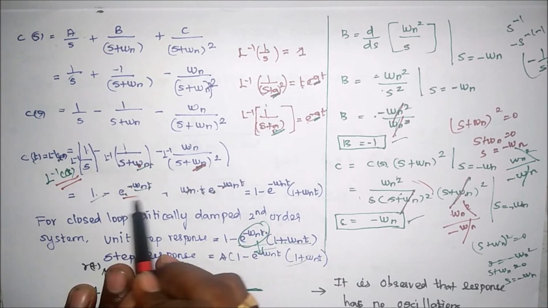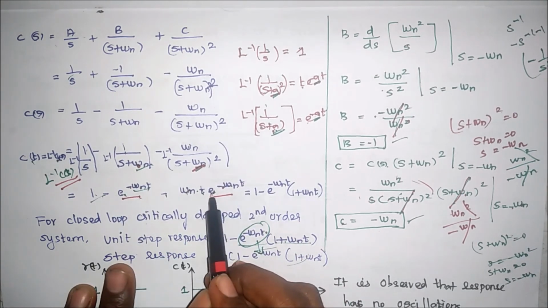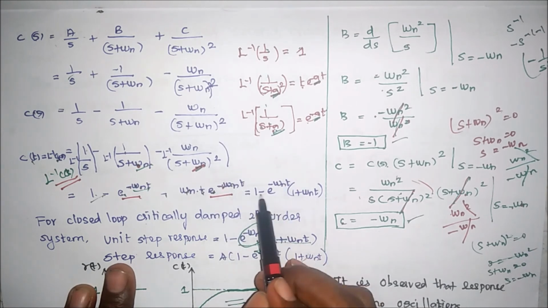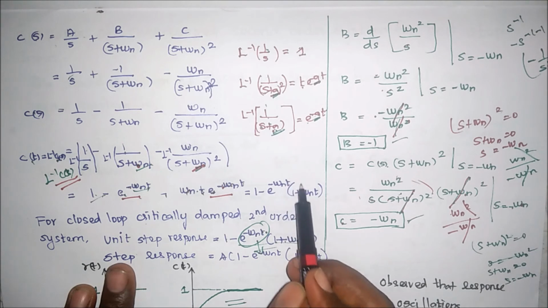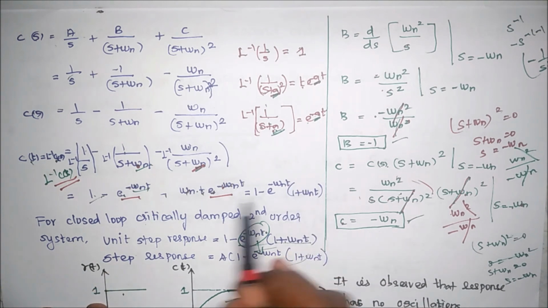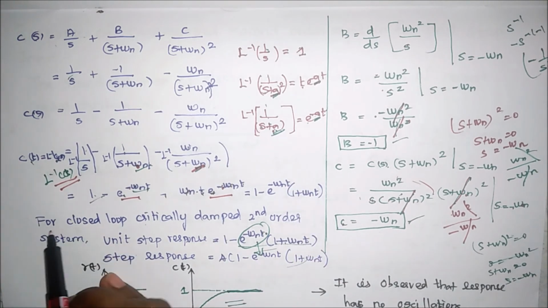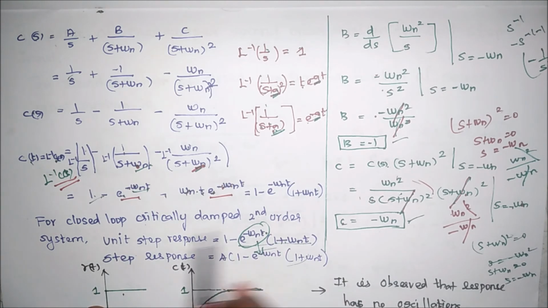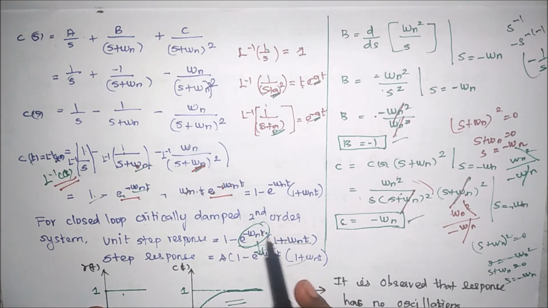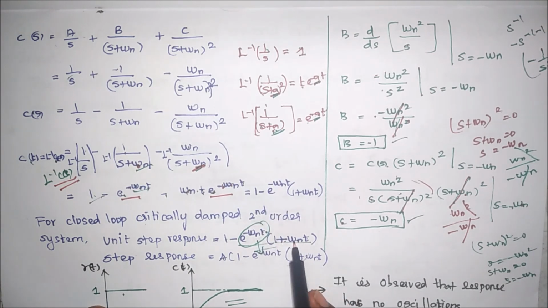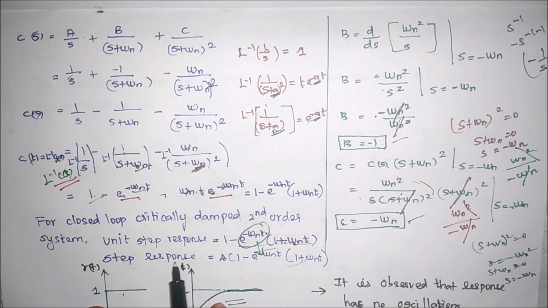From this term and this term we can take e power minus omega n t outside. Inside will be 1 minus e power minus omega n into t into 1 plus omega n t. So this is the final response. For a closed loop critically damped second order system, the unit step response equals 1 minus e power minus omega n t into 1 plus omega n t. Step response means we have to multiply with gain a.